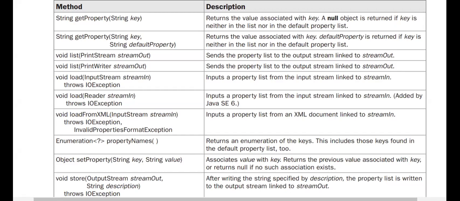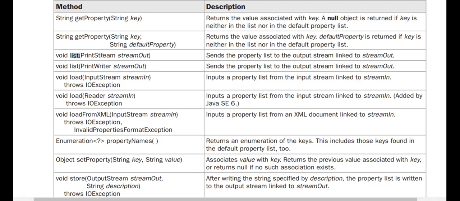So getProperty method. For that, we will have to pass a key. It returns the value associated with the key. If that particular key is not present, it will return null. Then getProperty with two things passed, key and default property. So this returns the value associated with the key. The default property is returned if a key is not in the list or not in the default property list. So if key is not found, then whatever value is present in the default property, that will be returned.